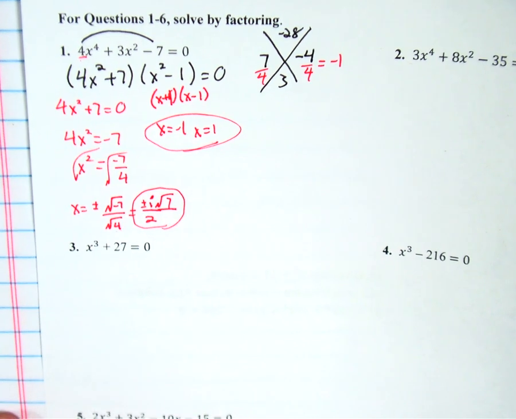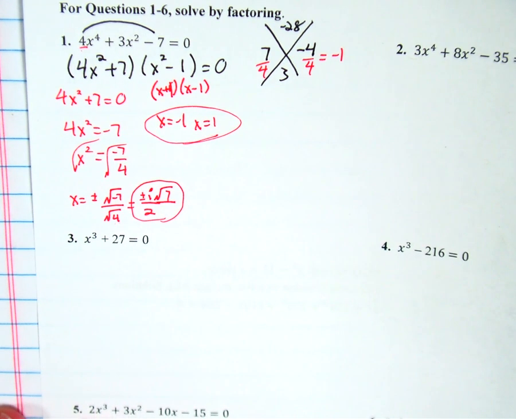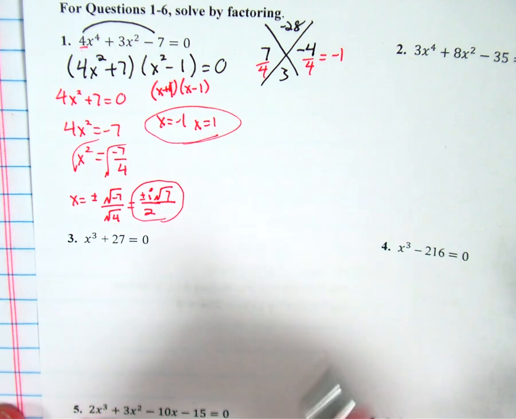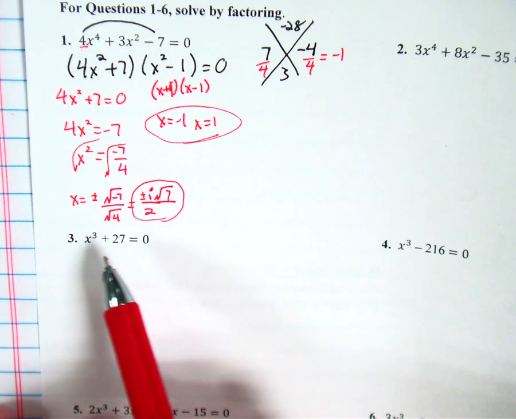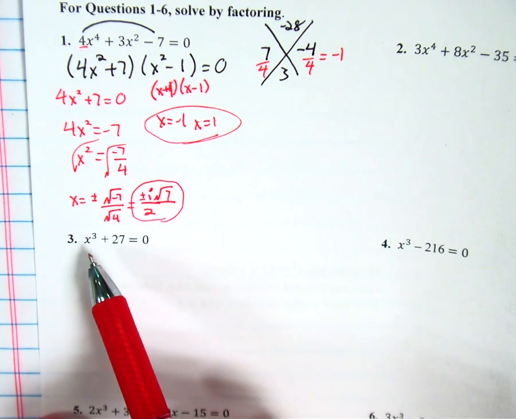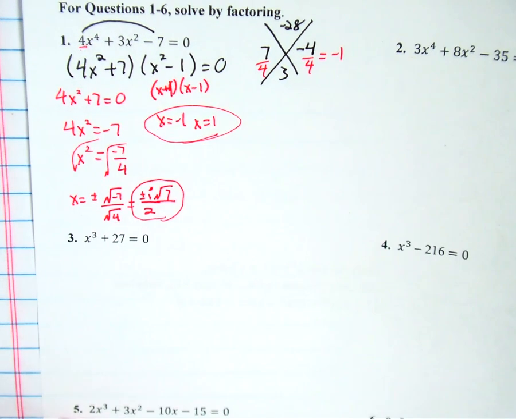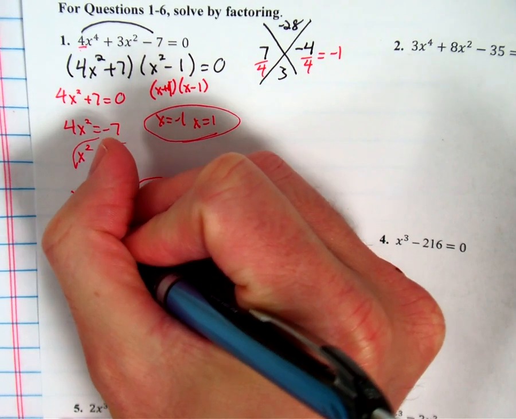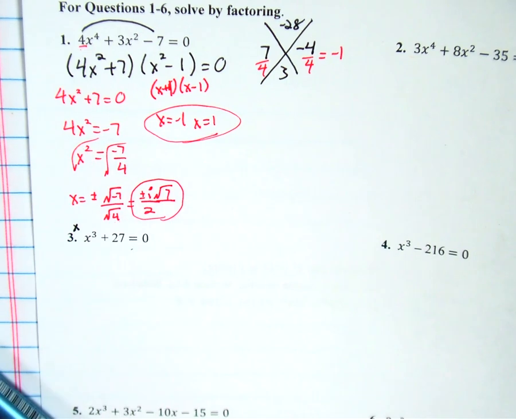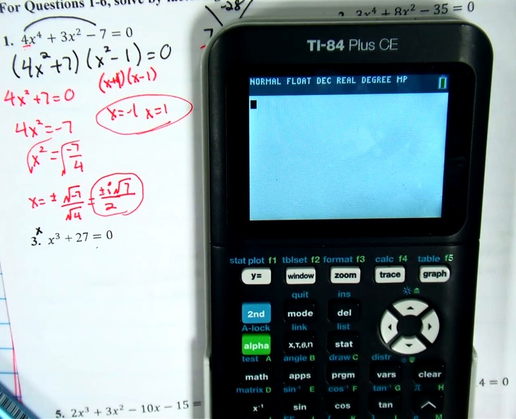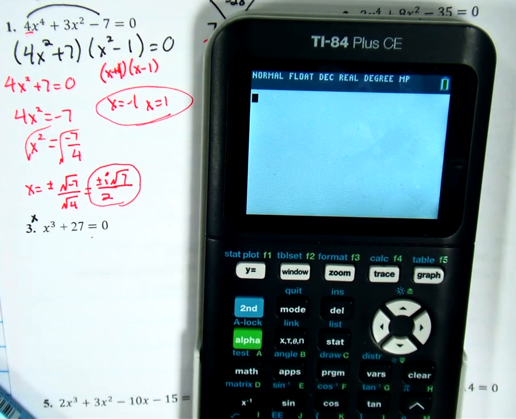Then we have sum and difference of cubes. Okay, so we have x to the third plus 27. Let's think about what's being cubed. X is being cubed, and then what cubed equals 27? Now, if you forget your cubes, it's not that difficult on your calculator. Start at 2 and work your way up.